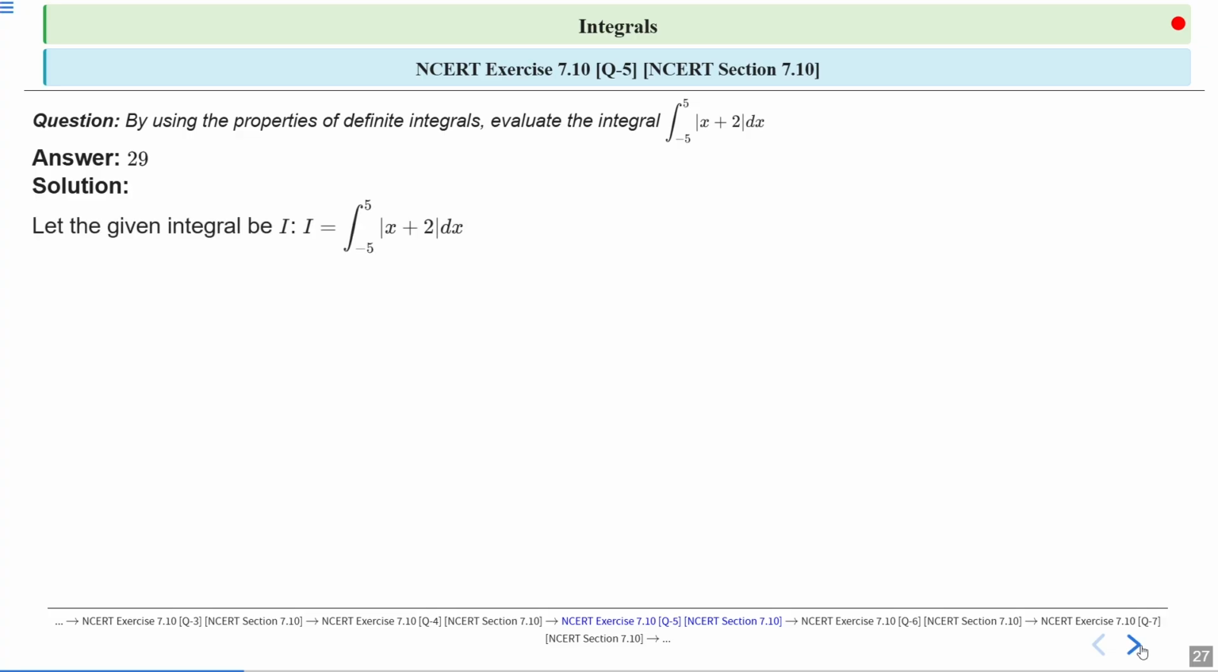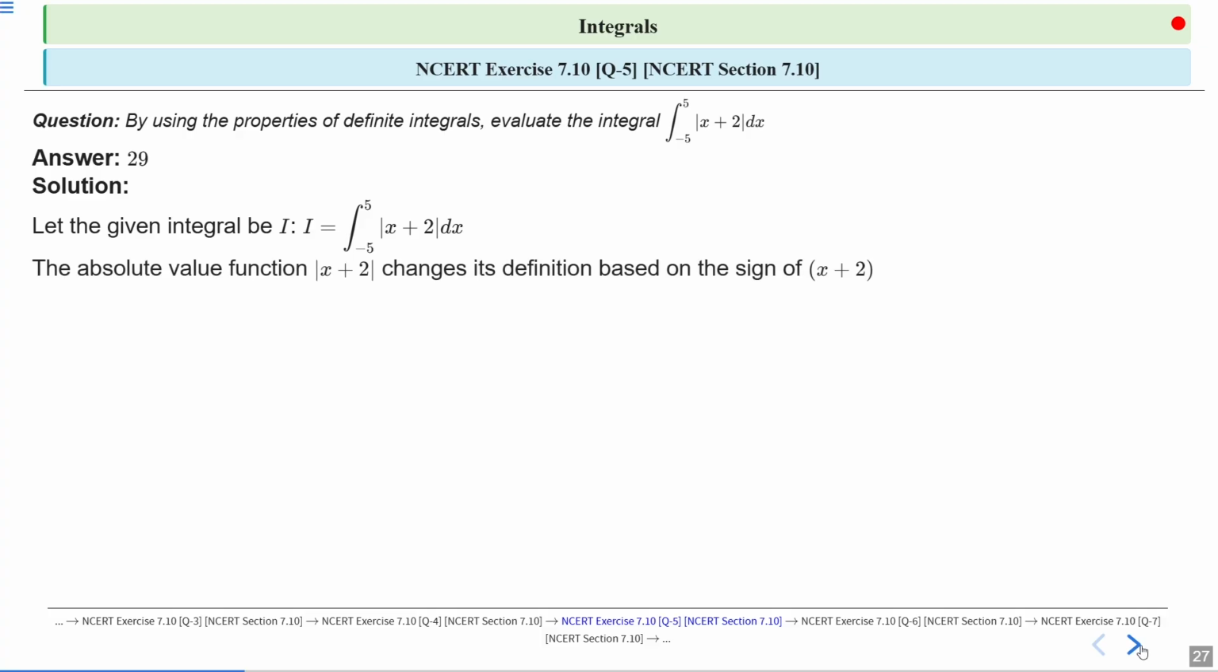So let's consider it as I is equal to integral from minus 5 to 5 of mod x plus 2 dx, an absolute value function. Mod x plus 2 changes its definition based on the sign of x plus 2, whether x plus 2 is positive or negative. According to that, the absolute value function changes. So at first we have to find the critical point. So what is a critical point? Critical points are the points from which the values are either positive or negative.